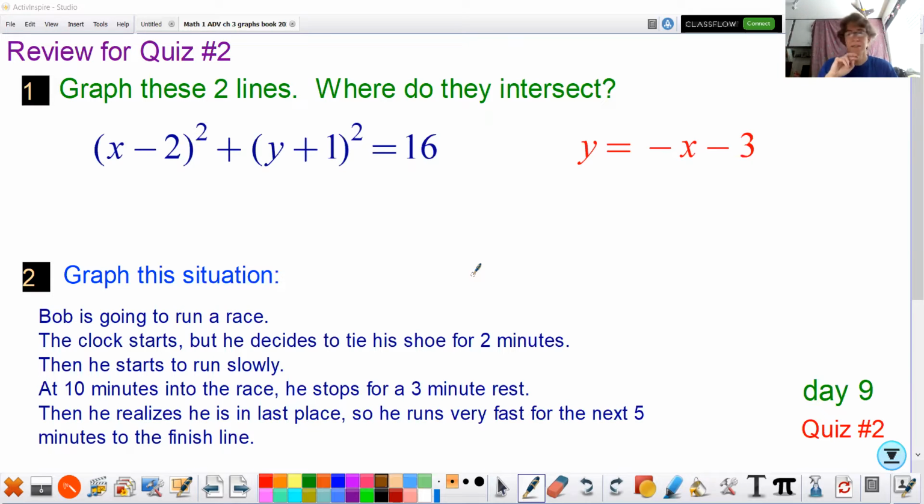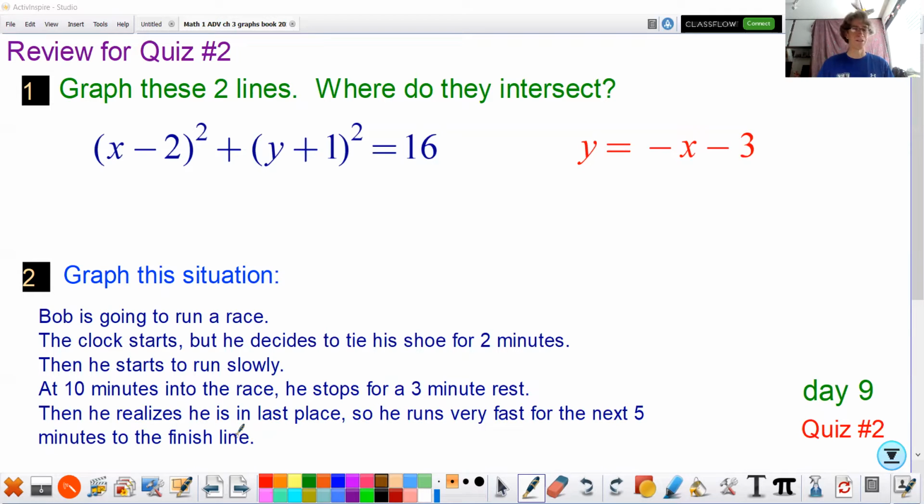It says, graph this situation. Now this one, I don't need a piece of graph paper. You're just going to try to draw a picture. It says, Bob is going to run a race. The clock starts, but he decides to tie his shoe for 2 minutes. Okay, poor Bob. Then he starts to run slowly. At 10 minutes into the race, he stops for a 3-minute rest. He's tired again. Then he realizes he is in last place. So he runs very fast for the next 5 minutes to the finish line.